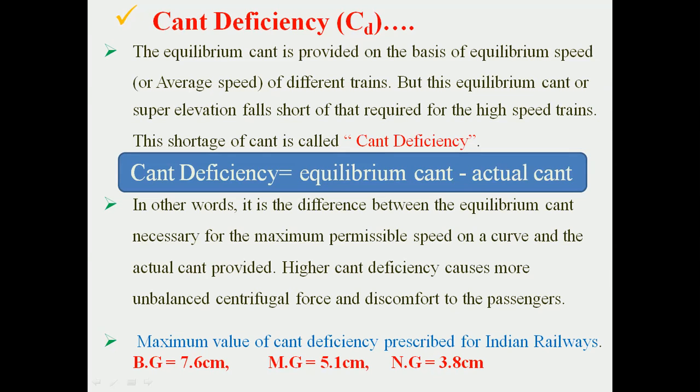So due to high speed trains, whatever equilibrium cant is required is not provided; it is provided with a lesser amount. That is called actual cant, and the difference between them is called cant deficiency. The maximum value of cant deficiency prescribed by Indian Railways is, for BG, 7.6 centimeters, for MG 5.1 centimeters, and for NG narrow gauge 3.8 centimeters.